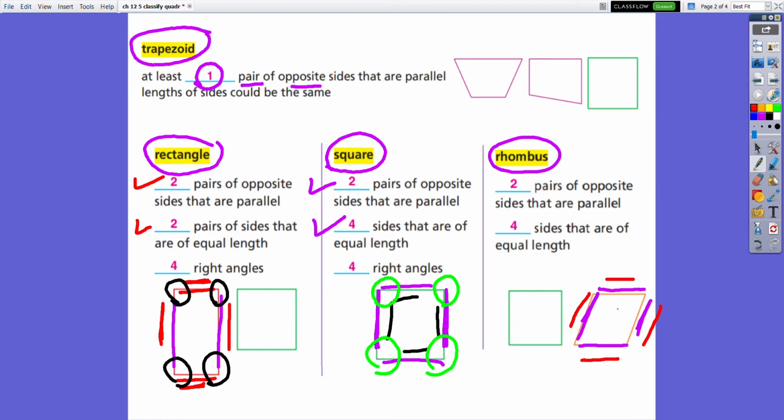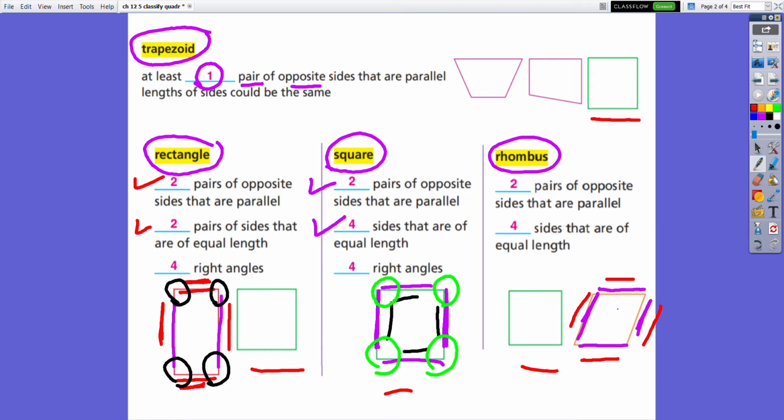Now, as you can see here, square comes here and here. Why? Because if I'm talking about trapezoid, it has one pair of parallel sides. Look at rectangle. Also, it has two pairs of parallel sides, two pairs of equal length sides, and also it has four right angles. Same in rhombus, it has two pairs of opposite sides that are parallel, okay? And those are equal length. So, did you see the difference between those?